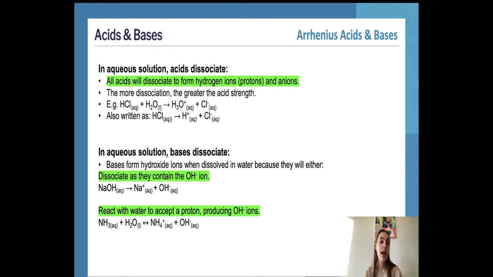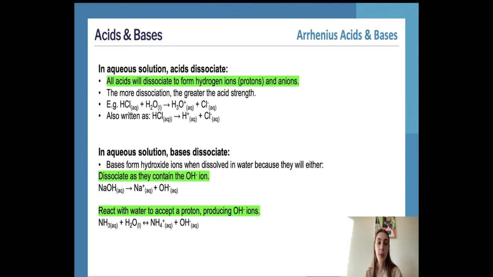Or they can react with water to accept a proton, which then produces the hydroxide ions. So for example, if we had NH3 and we added that to water, we would then get NH4+, the ammonium ion, plus OH-, and that OH- would be the leftover from water. Because we have the OH- present, it's showing that we have the hydroxide ion being produced.